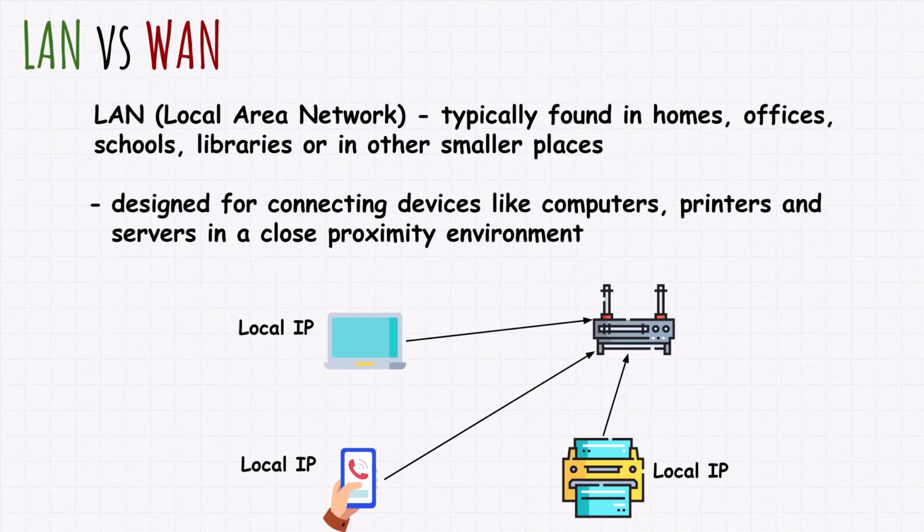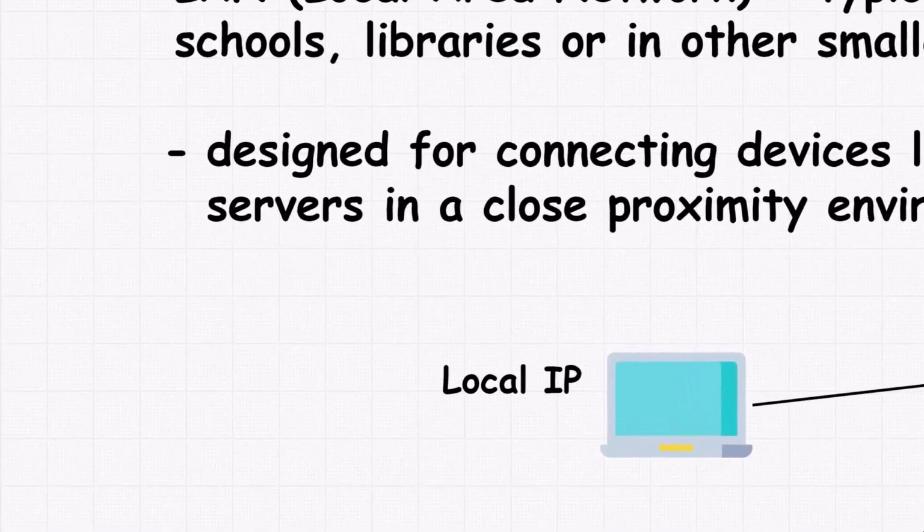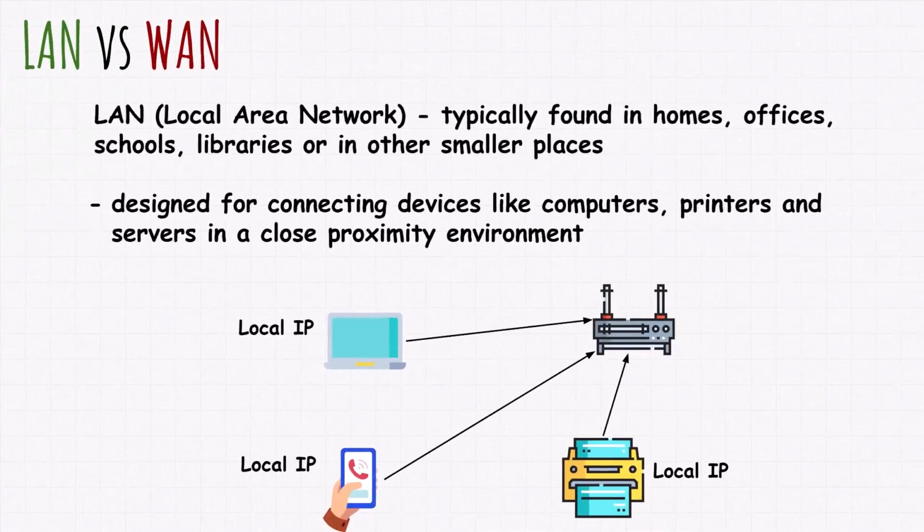Now keep in mind, there is also something called WLAN, which we mentioned in the last lecture, and that stands for wireless local area network, and it is the same thing just for wireless devices. These devices inside of a local area network are then given something called private or local IP addresses. IP addresses are also something that we will talk about later, but for now, remember that these local IP addresses are something that these devices use to communicate inside the local area network.